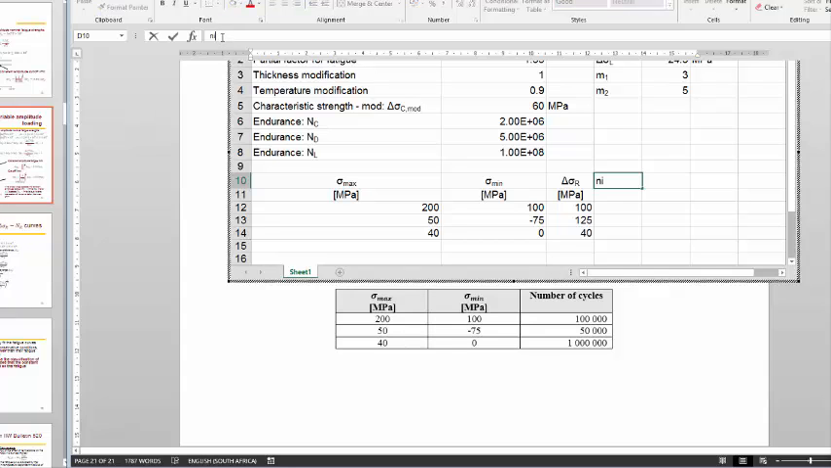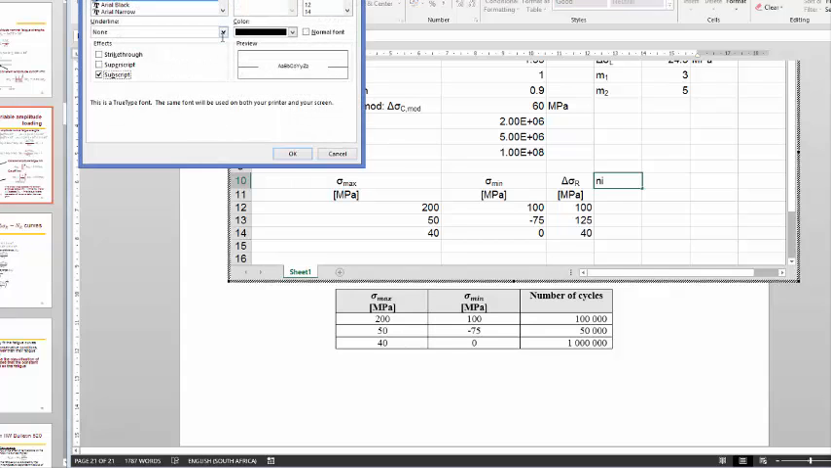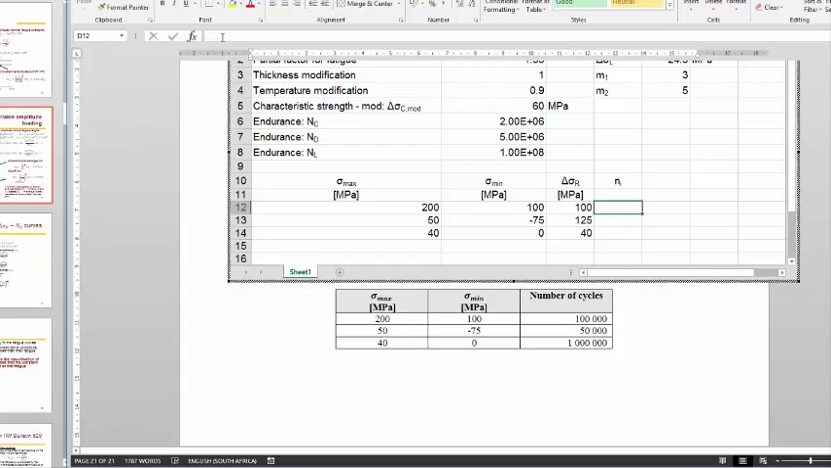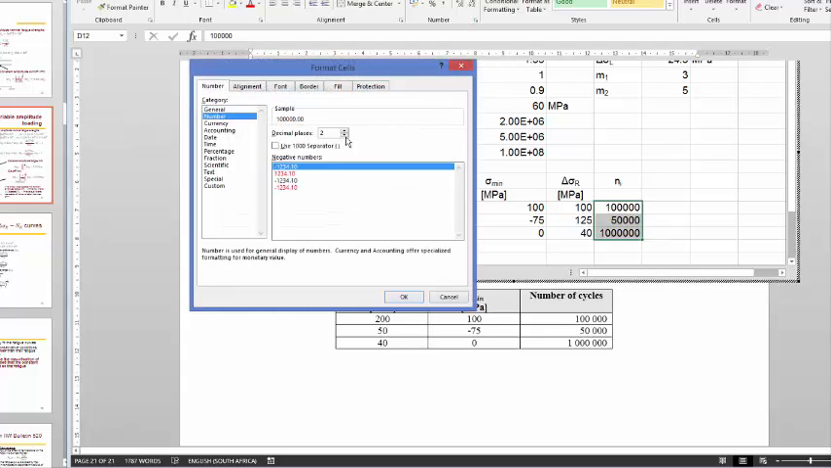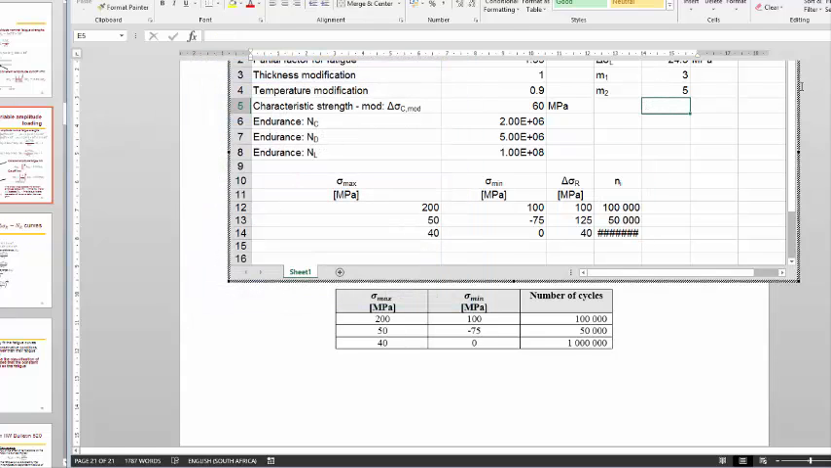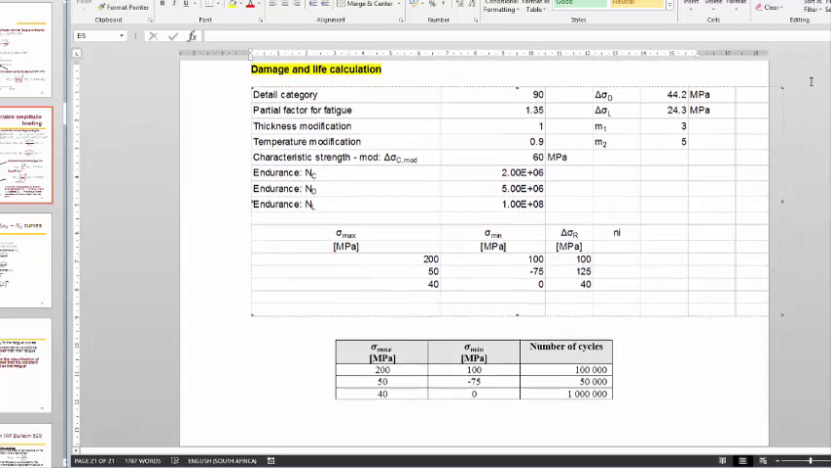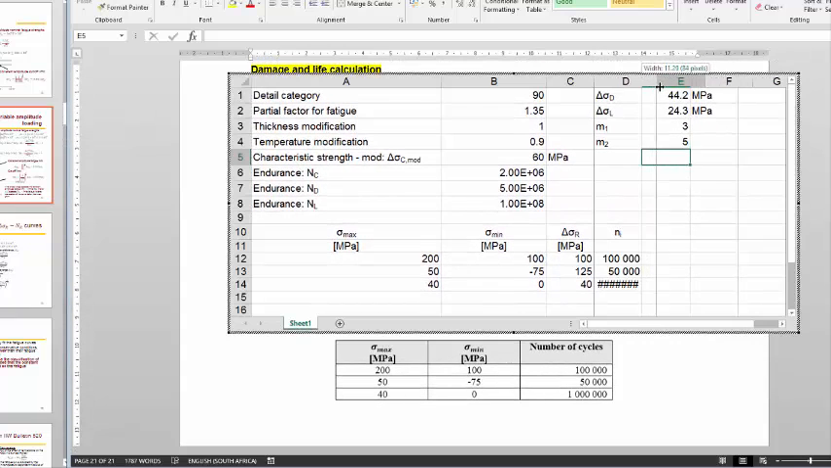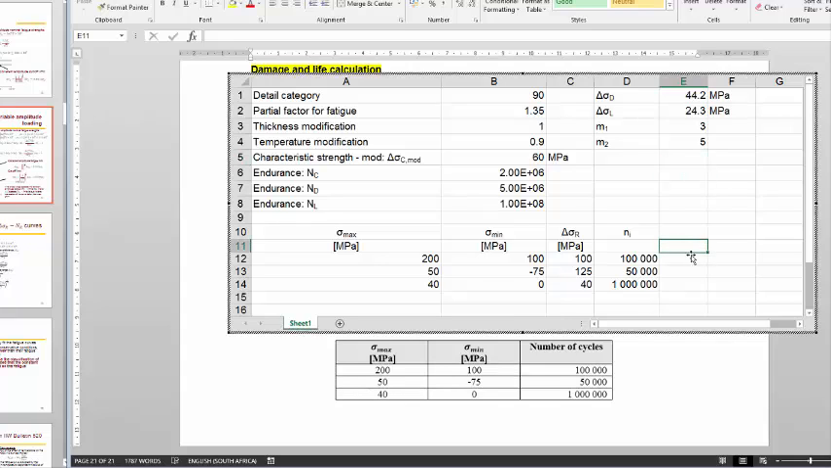Right, I just want to put that little i at the bottom. They gave us 100,000 cycles, 50,000 cycles, and 1 million cycles. I just want to make sure my numbering format is such that I don't miss anything here. So let's make this number 0 and use that 1,000 separator. And now I can quickly see if I maybe didn't type in any values wrongly. Right, so that's what we have for Ni. This is the information that was given to us.